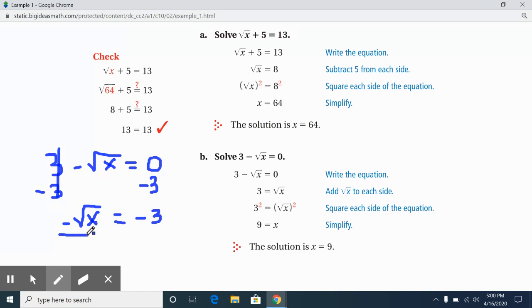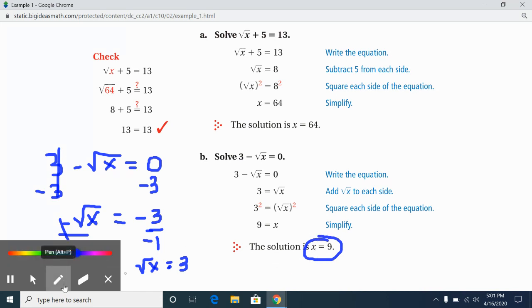So we want to get rid of this negative sign. I would divide by negative 1 to do that, which would leave me the square root of x equals positive 3, and then we would square both sides to get 9, to get x equals 9. But I just wanted to show you that really important rule. This negative sign's got to go before we square both sides.